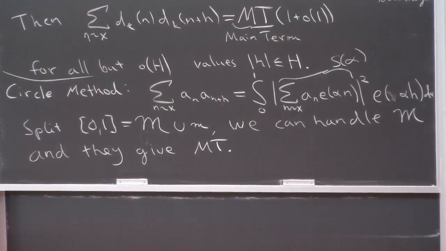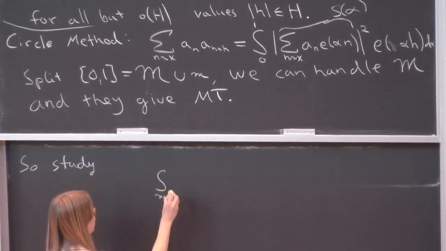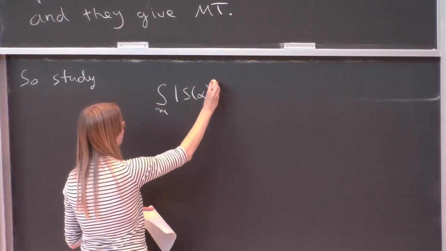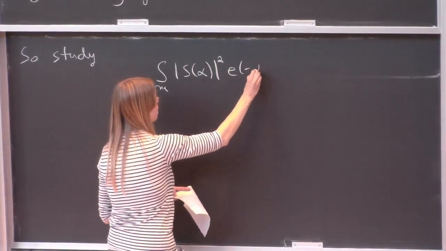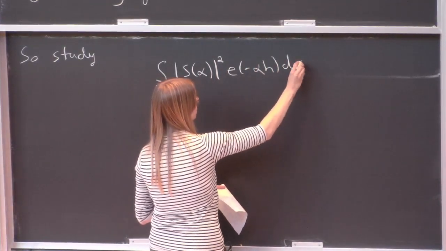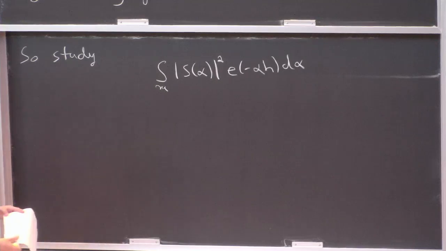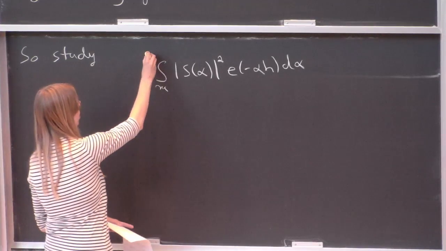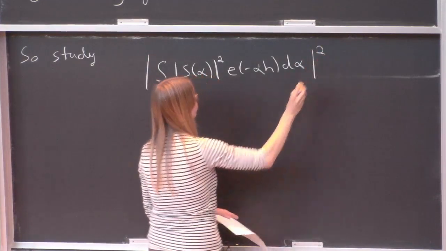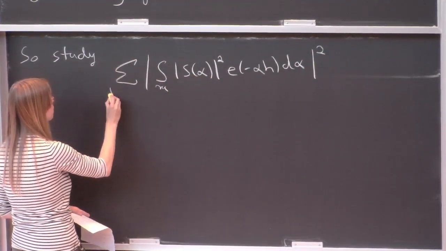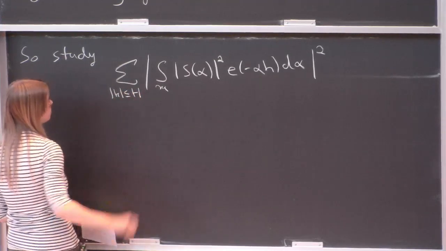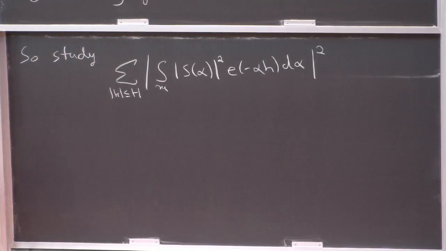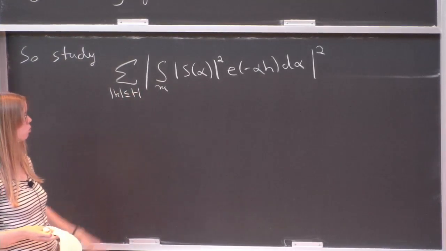So we can get rid of the major arcs, and we just have to study the minor arcs. So we study this integral over minor arcs. Okay, and because we want the result for almost all h, we can take a mean of this and sum over h. Okay, and then we want to get some non-trivial bounds for this.